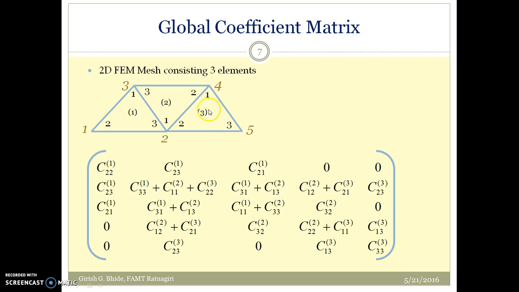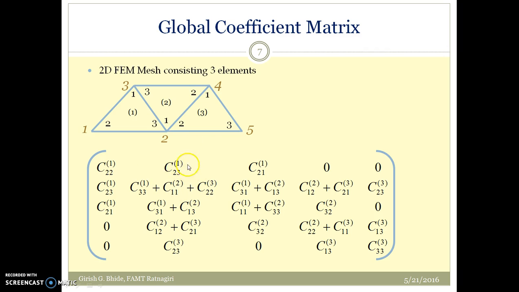Now let us understand the formation of global coefficient matrix, for which I have selected a two-dimensional FEM mesh consisting of 3 elements 1, 2 and 3, and they are connected in such a manner that there are total 5 global nodes, numbered as 1, 2, 3, 4, 5. So here the size of the global coefficient matrix will be 5 by 5 because it is decided by the number of global nodes. So if we have, let us say, 7 global nodes, then the size of the matrix would be 7 by 7.